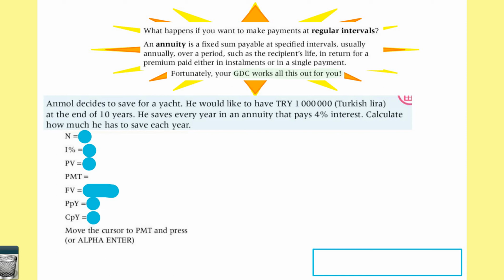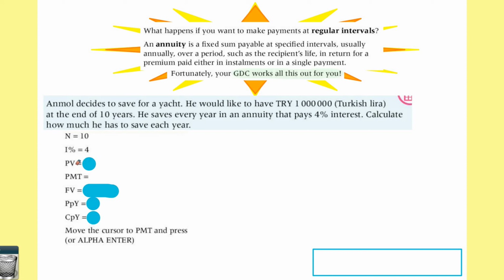Okay, so let's see. Anmol would like to have 1,000,000 Turkish lira at the end of 10 years. Well, wouldn't we all? He saves every year in an annuity that pays 4% interest. So they're paying him to hold on to his money. Okay, that's a thing that happens. So we are going to do this over 10 years. We have a 4% interest.